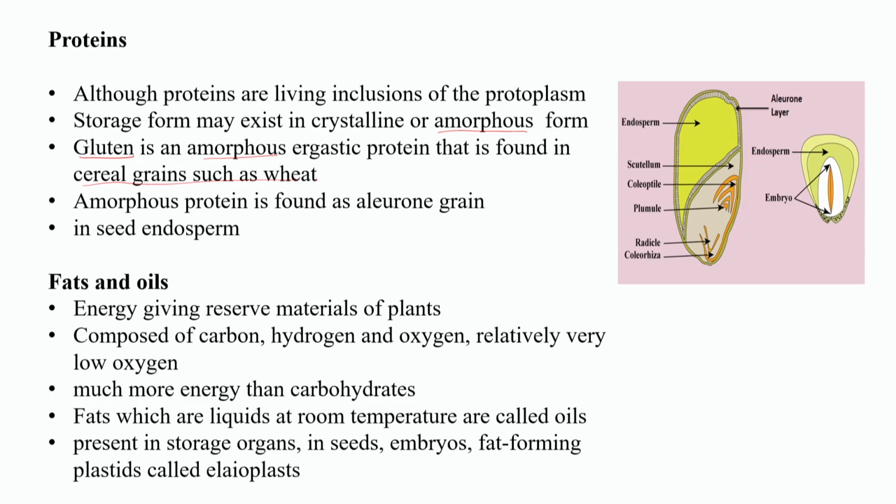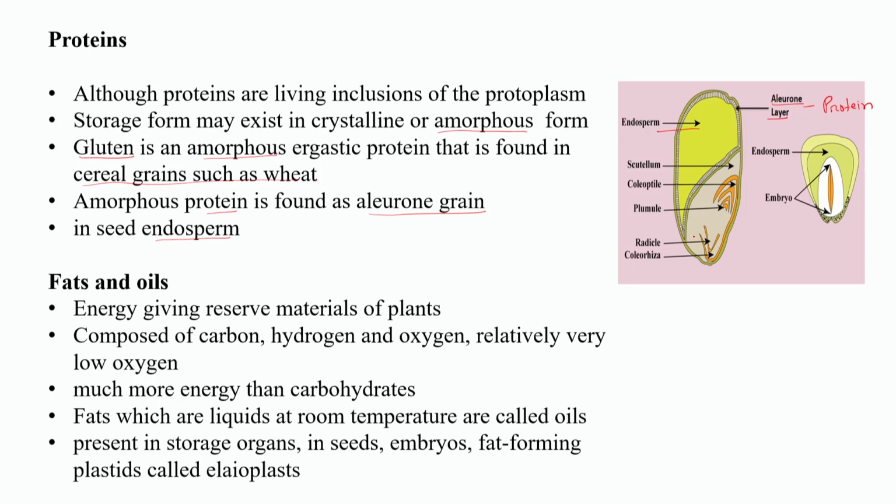We can also see this type of protein in the aleurone layer, which is found in seed endosperm. Now in a seed, for example maize, a monocot seed where endosperm is there, we can see that around this endosperm we have a layer which is known as the aleurone layer, and this aleurone layer is rich in protein. So it's basically reserve material of protein which is found in this endosperm.